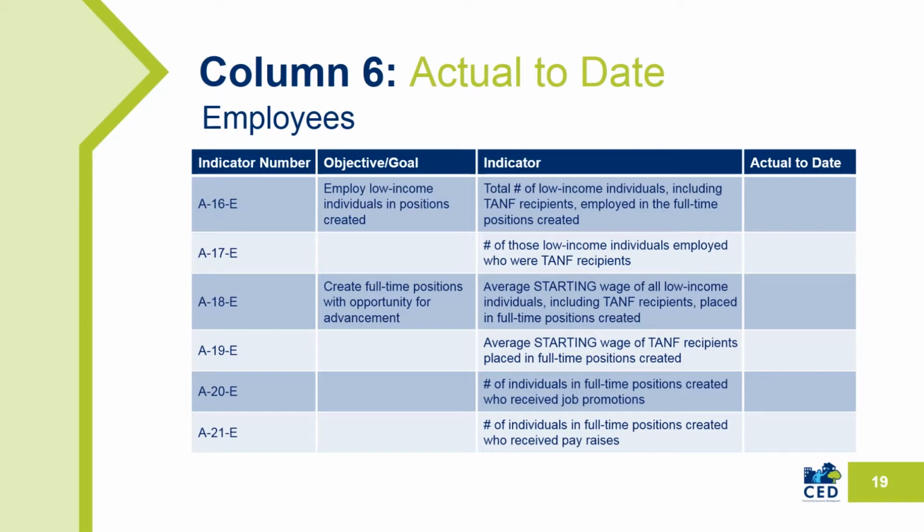Indicator A16E is the total low-income individuals ever hired into any position created with grant funds. Indicator A17E is the number of those reported in A16E who are TANF recipients. It's a subset, so it can't be higher than the number of individuals reported in A16E.